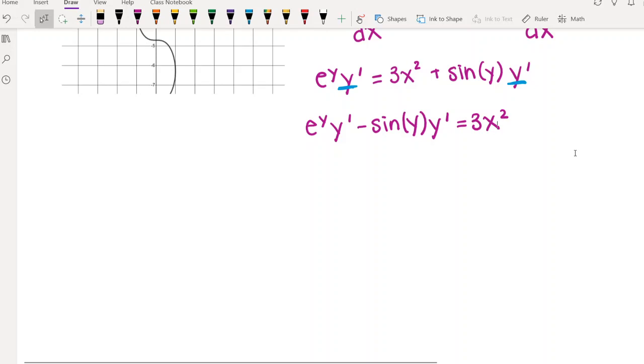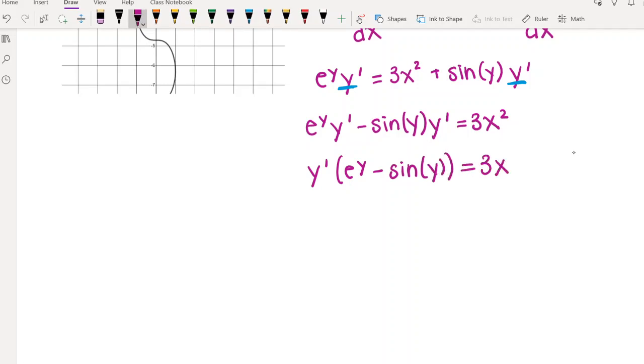So where do we go from here? Well, now we have two things that both have a common factor of y prime, so we can factor out y prime. So why is that useful? Well, if we factor out y prime, we're left with e to the y minus sine of y is equal to 3x squared.